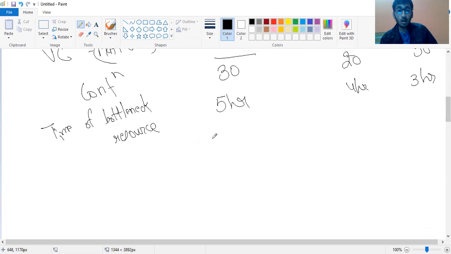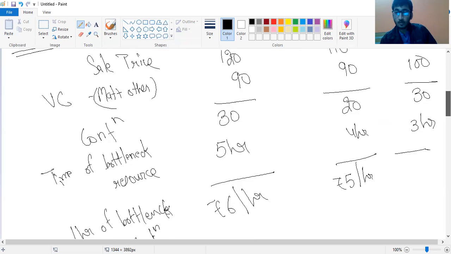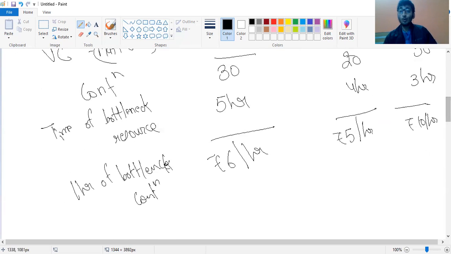So for 1 hour of bottleneck resource, what would be the contribution? If you are having 1 hour, what would be the contribution? I can say ₹6 per hour for A. For B, I can say ₹5 per hour, and for C I can say ₹10 per hour. So here we know that we are earning maximum contribution from bottleneck resource in this.